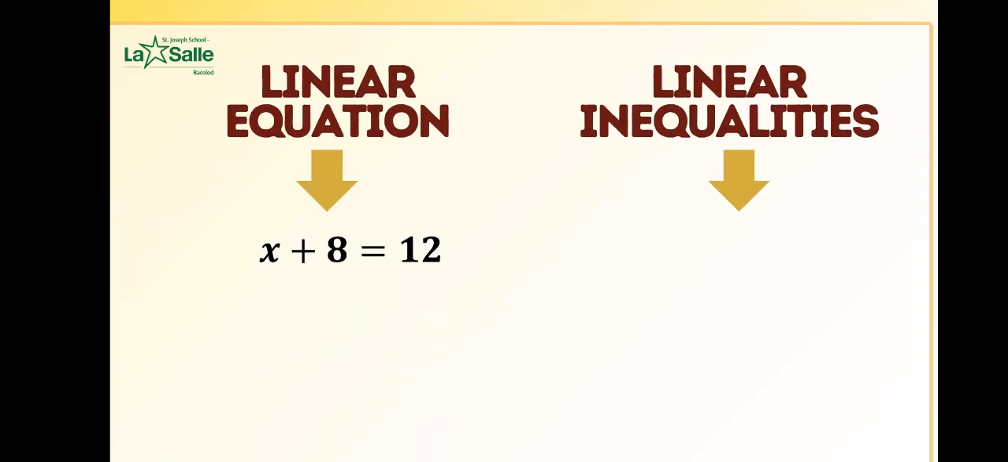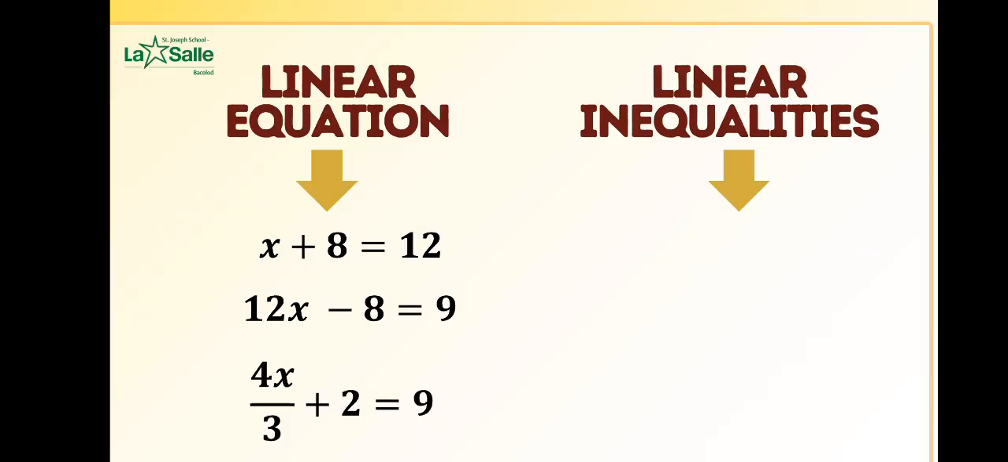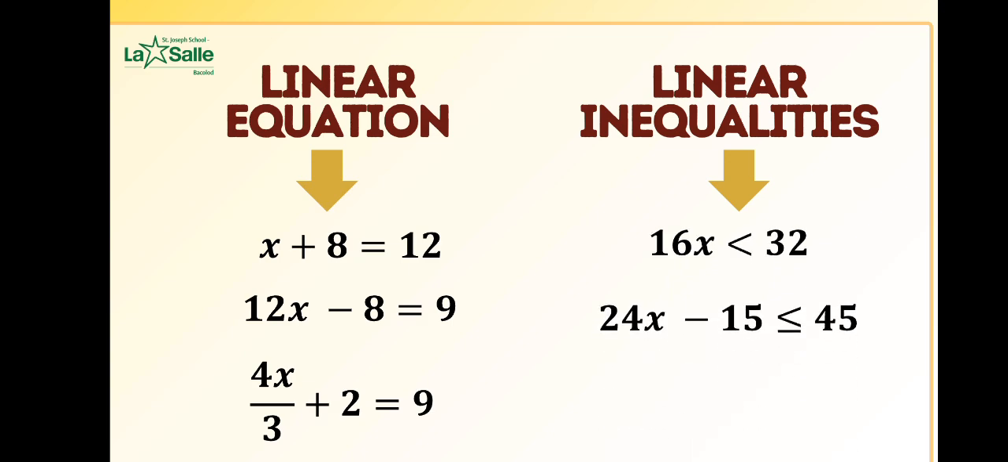Examples of a linear equation are x + 8 = 12, 12x − 8 = 9, and 4x/3 + 2 = 9. For linear inequalities, we have 16x < 32, 24x − 15 ≤ 45, and 5x/3 + 8 ≥ 2.